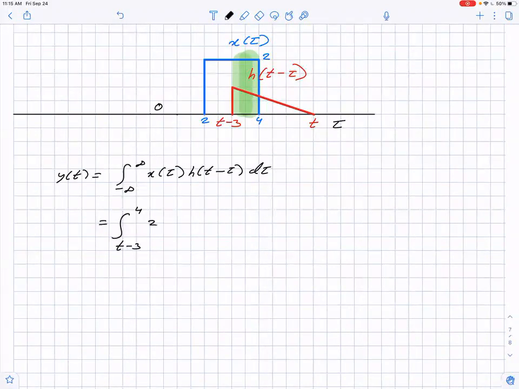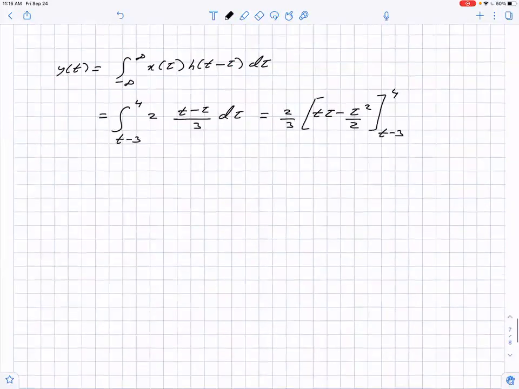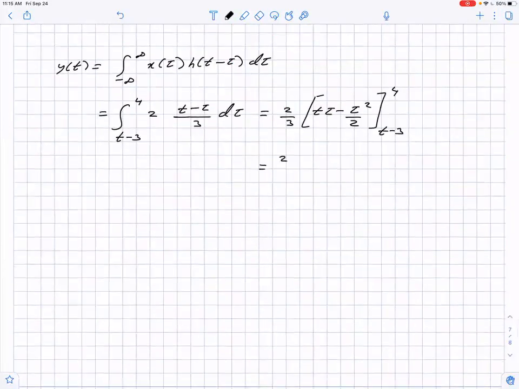And we still have 2 t minus tau by 3. Those are the expressions for x and h. And now integrating this, we get 2 by 3 t tau minus tau squared by 2. Again, this part is the same, but the limits are different: t minus 3 to 4. And with these limits, we should get 2 by 3 minus t squared by 2 plus 4t minus 7 by 2.